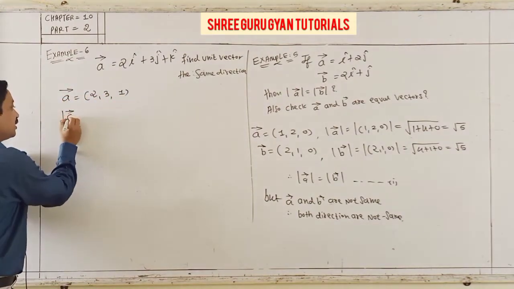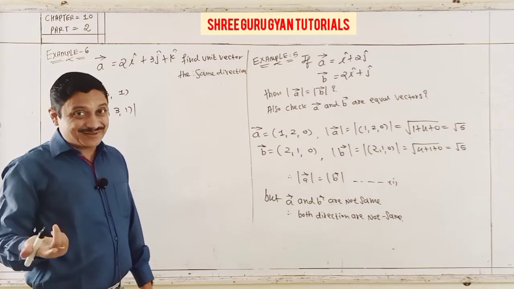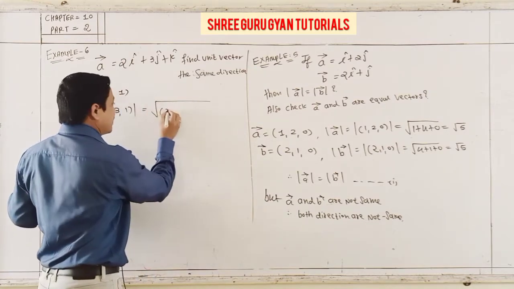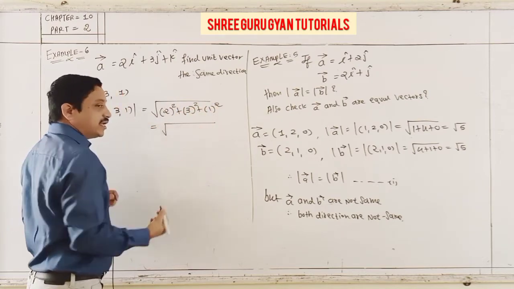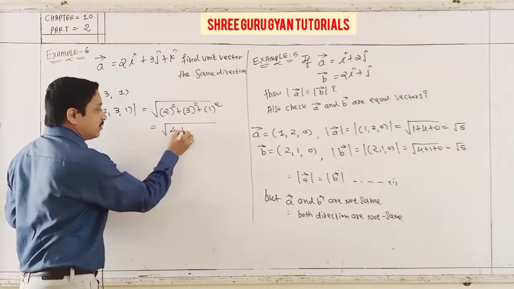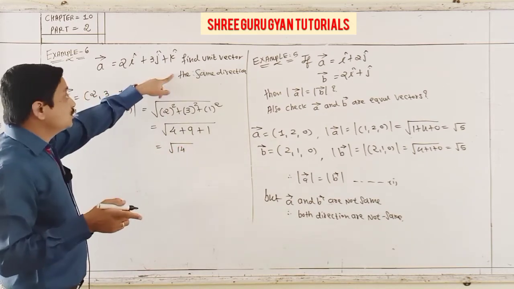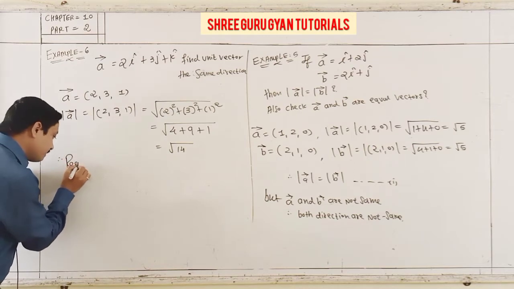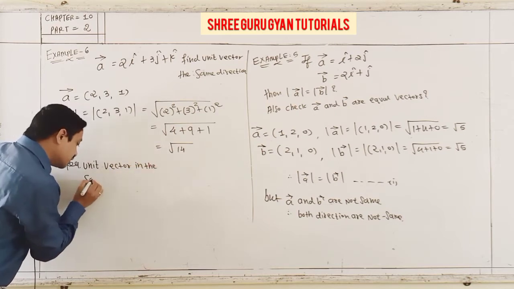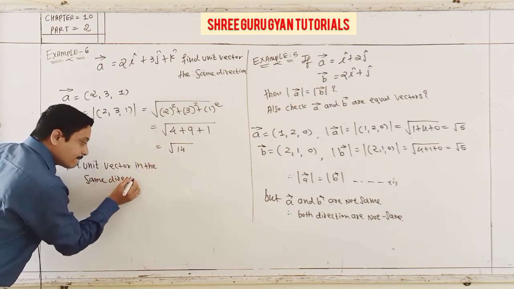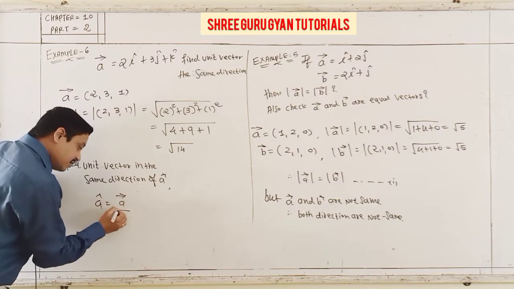You go to the magnitude first, 2, 3, 1, and the magnitude formula is simple, you know that: under root, first square x1, square x2 and square x3, and you can apply the whole square. So here 4, 9 and 1, 14, root 14. That's your magnitude, but I want the unit vector, so I require the unit vector in the same direction of a. Yes, so a cap, a by magnitude a.